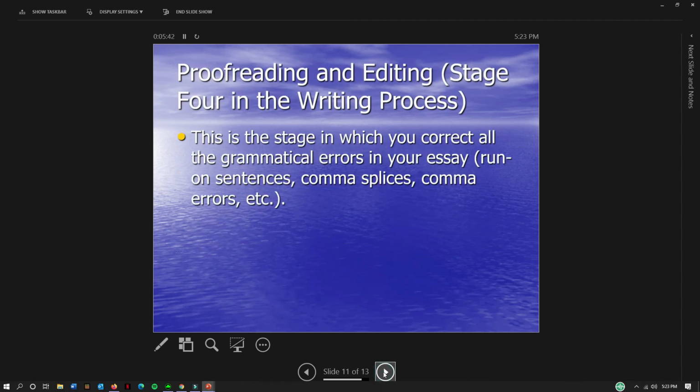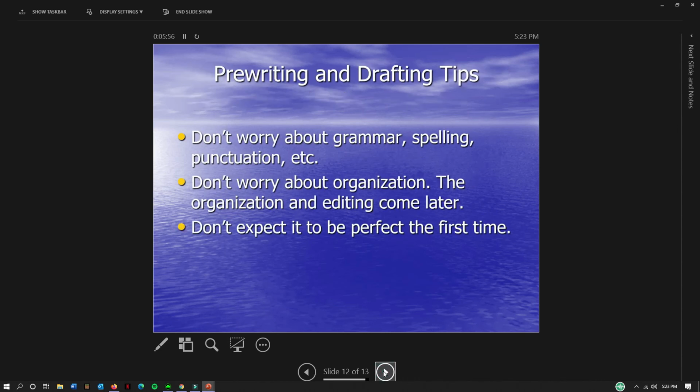Proofreading and editing. This is where you correct all the grammar stuff. The run-on sentences, comma errors, sentence fragments, all of that stuff. So you revise, make sure it makes sense, and then you come back and proofread it and make sure all your grammar errors are taken care of.